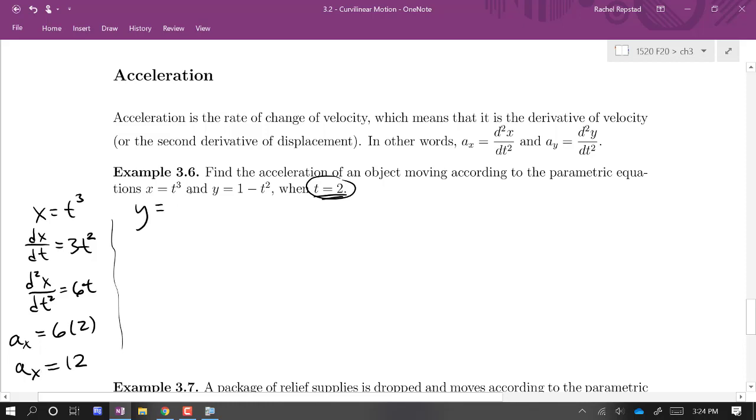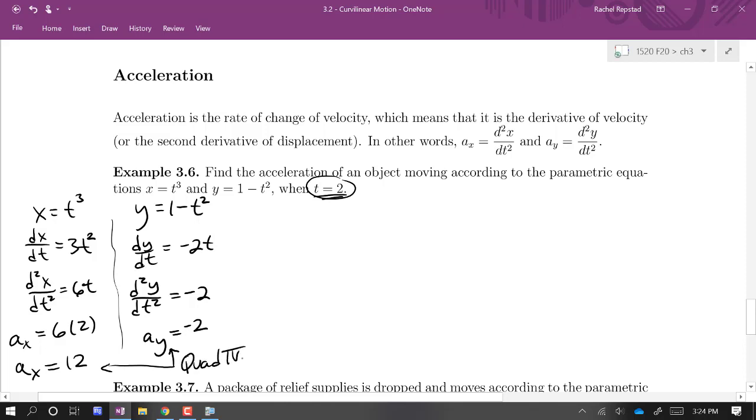Our y function is 1 minus t squared. dy dt is negative 2t. The second derivative of y with respect to t is negative 2, constant at negative 2. So that means ay is negative 2. And if I look at these values, x is positive, y is negative, I know that's quadrant 4. Now I've got my components, so we could finish this up with Pythagoras and arctan.